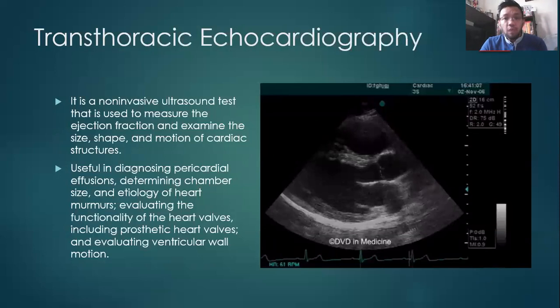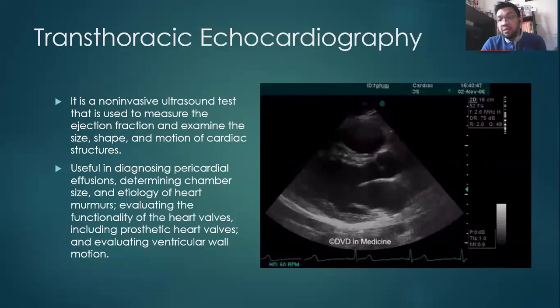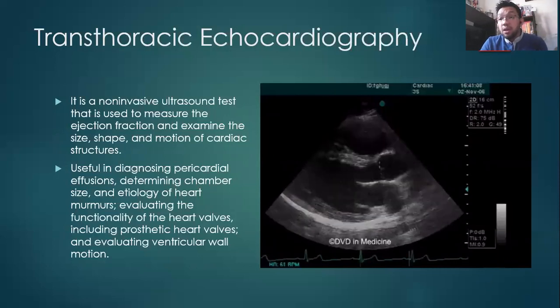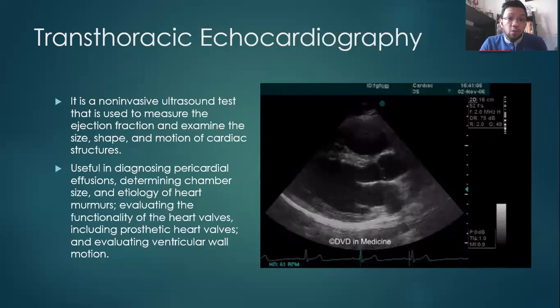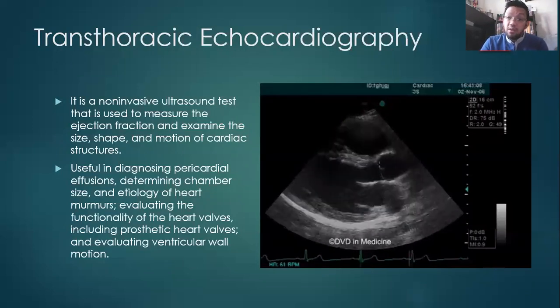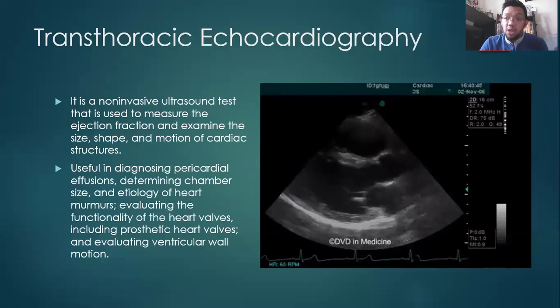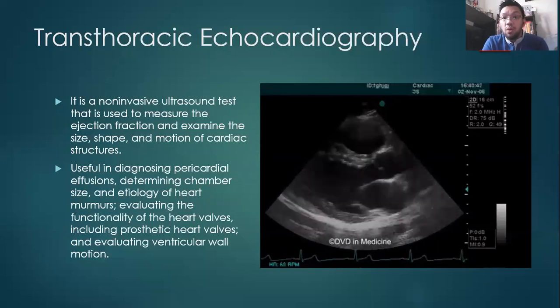So here in the transthoracic echocardiography, this is also known as 2D echo here in the Philippines. What they are doing here is they use ultrasound in order to visualize the heart, most especially the chambers. Even the sizes of the coronary arteries are also seen through echocardiography.